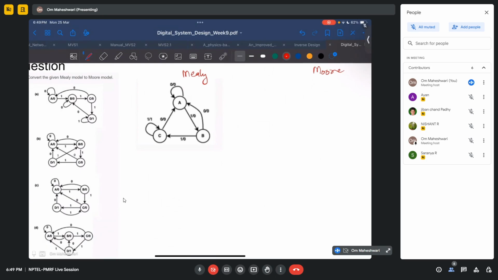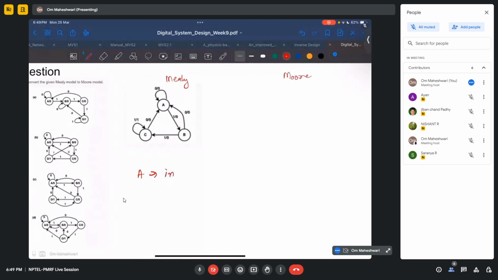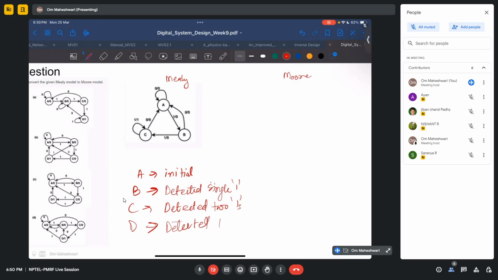Now, how to understand the state? Let's say we can write A is our initial, B when you have detected single one, C detected two ones, and D is detected 111. Right, so we will have four states A, B, C, and D, and we know the flow will be like this of output. So output here will be 0, here it will also be 0, here it will also be 0. When we have detected 111, only then your output will be 1. So this will be 1, sorry.